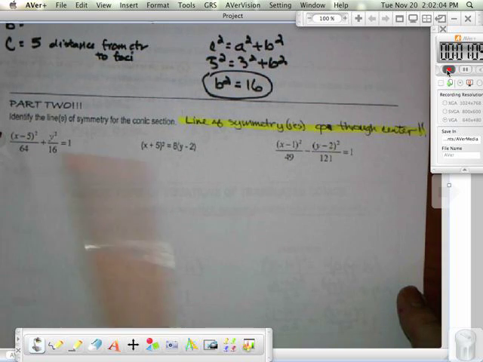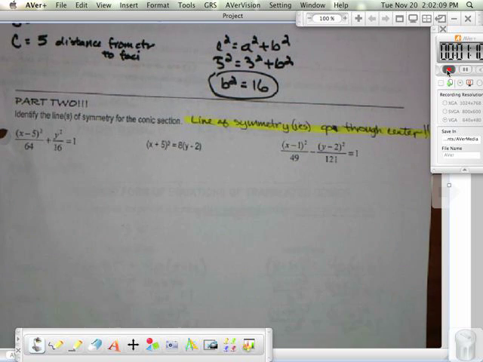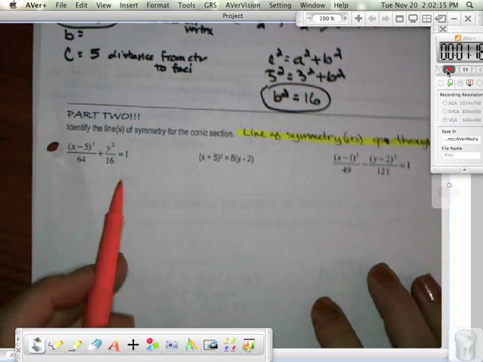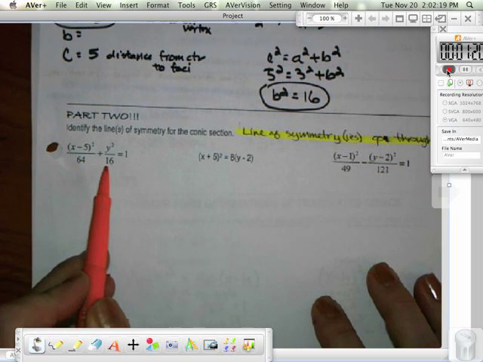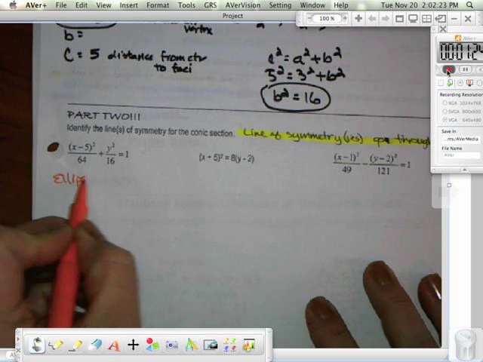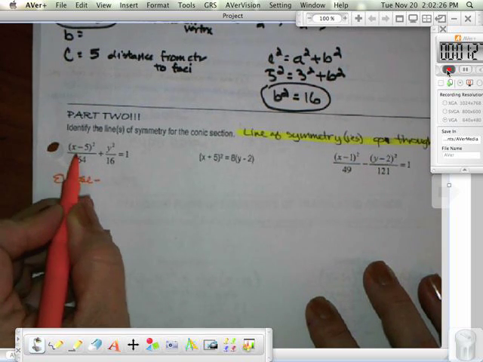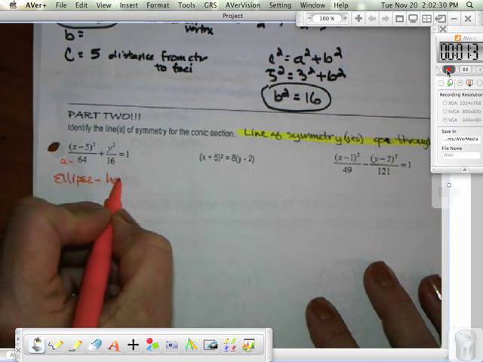So let's just tackle some of these, and we'll see what's going to happen here. Really what you have to do is just identify what it is. Right here you can see that there's a plus sign, it's equal to 1, there's nothing in front, so this is an ellipse. And it's going to be a horizontal ellipse because a, the bigger number, is under the x. So it's a horizontal ellipse.